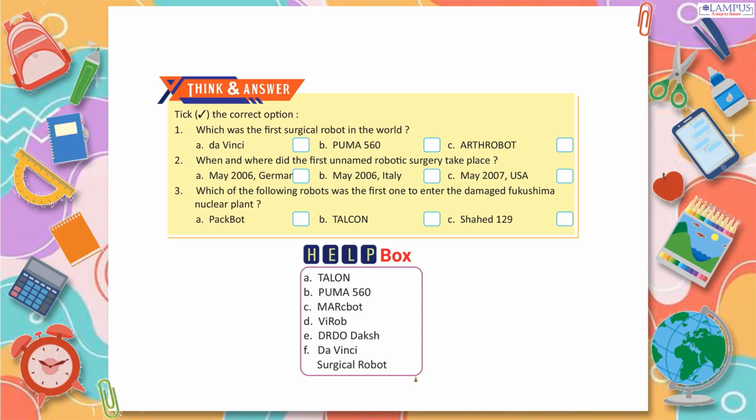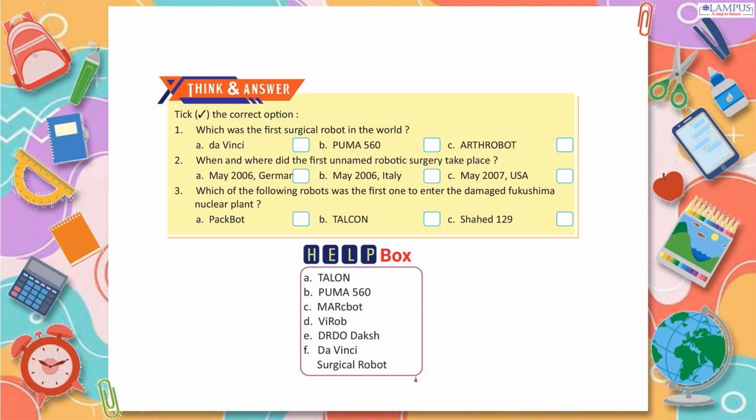A. May 2006, Germany. B. May 2006, Italy. C. May 2007, USA. 3. Which of the following robots was the first one to enter the damaged Fukushima nuclear plant? A. Pat-bot. B. TALON. C.